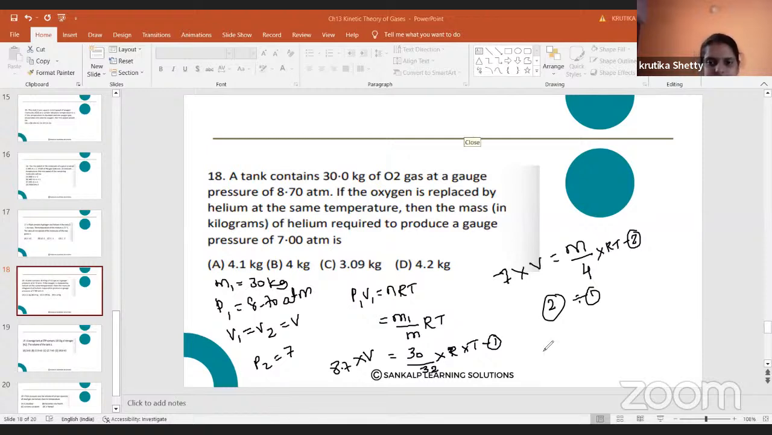Getting it or not, students? So here it will be how much? 8.7 into V. Sorry, 1 by 2 you do, not 2 by 1. 1 by 2. So 8.7 into V divided by 7V is equal to 30 by 32. RT cancels, so leave it. This is 4 divided by m. So then V will get cancelled. Here 30 into 4 divided by 32. You will get it as 3.75, and here it is 1.24. So 3 divided by m here. Therefore m is equal to.